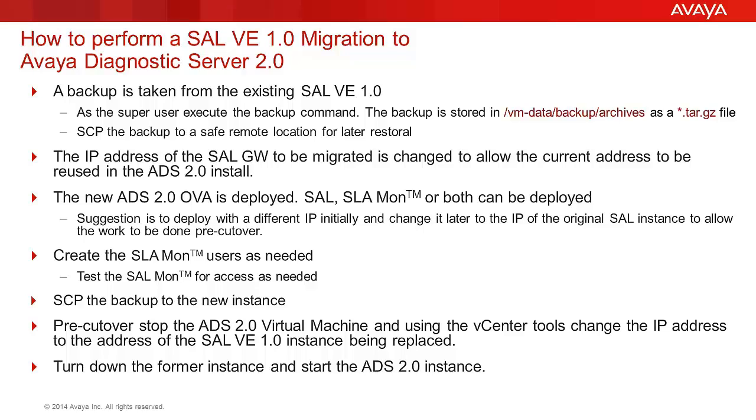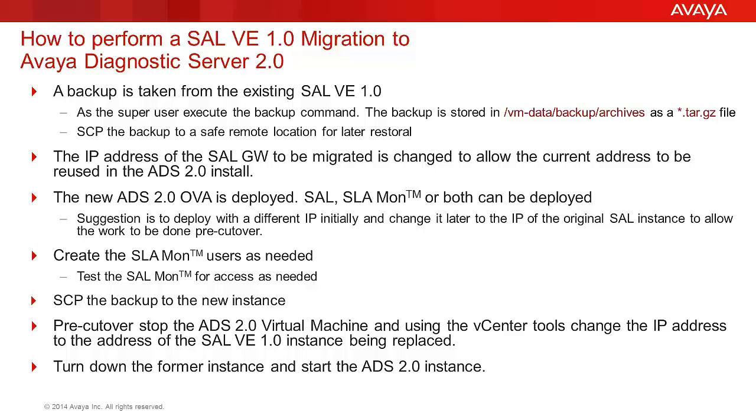The steps seen here are only a high-level view, and the documentation needs to be followed for all the individual steps. The start of the process is to take a backup of the existing SAL VE instance. The SAL instance should not be touched after the backup is taken.